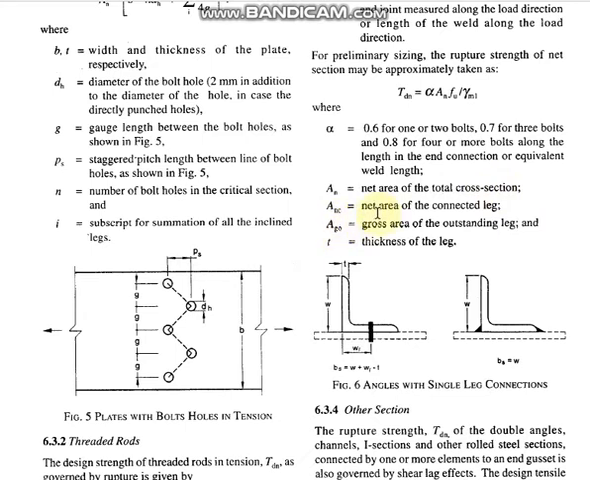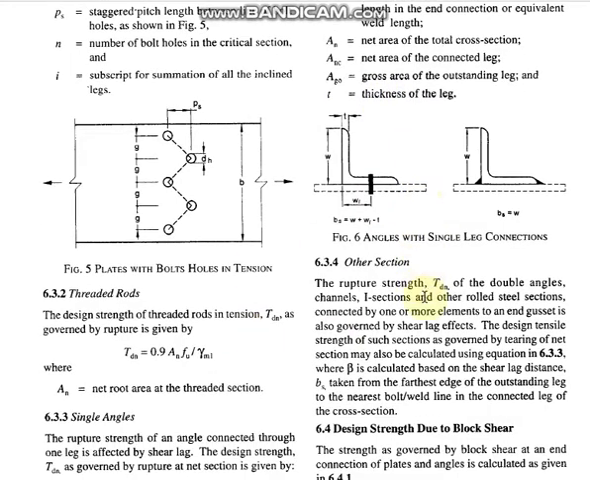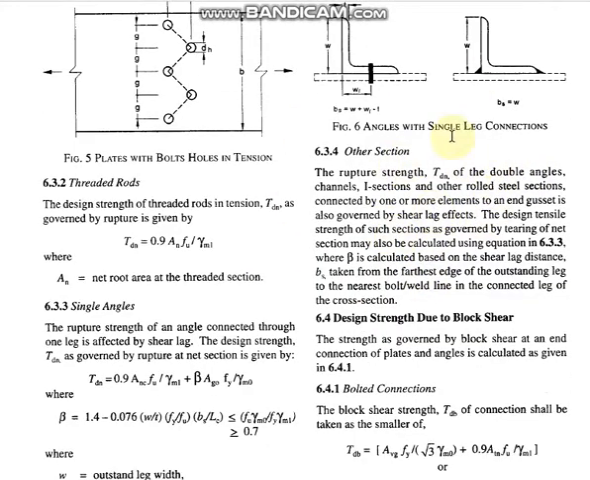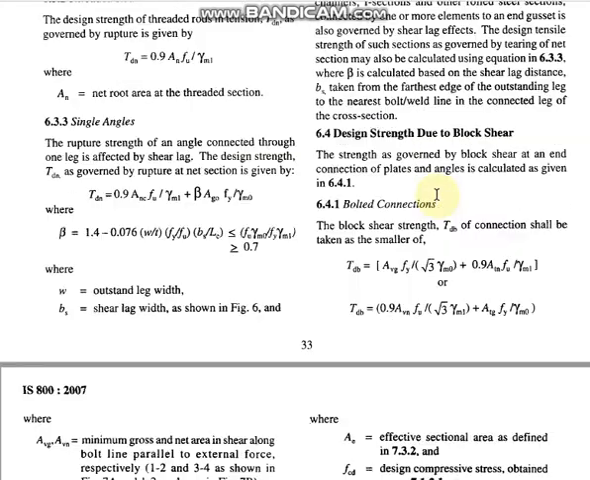Anc indicates net area of the connected leg. An is the net area of total cross section. Anc indicates net area of the connected leg. This is connected leg and this one is outstanding leg. Ag0 indicates gross area of outstanding leg, and t is the thickness of leg. And clause 6.3.4 gives the value of Tdn for other sections.